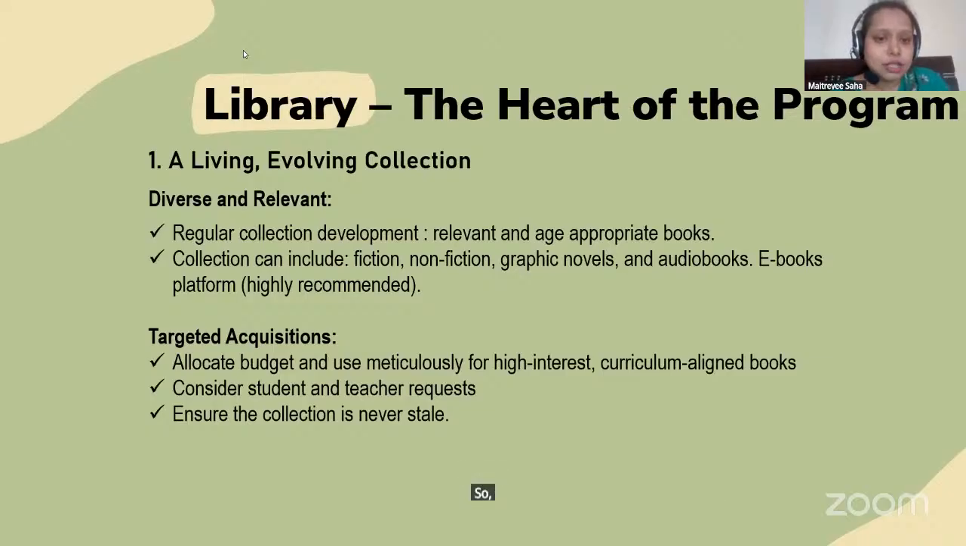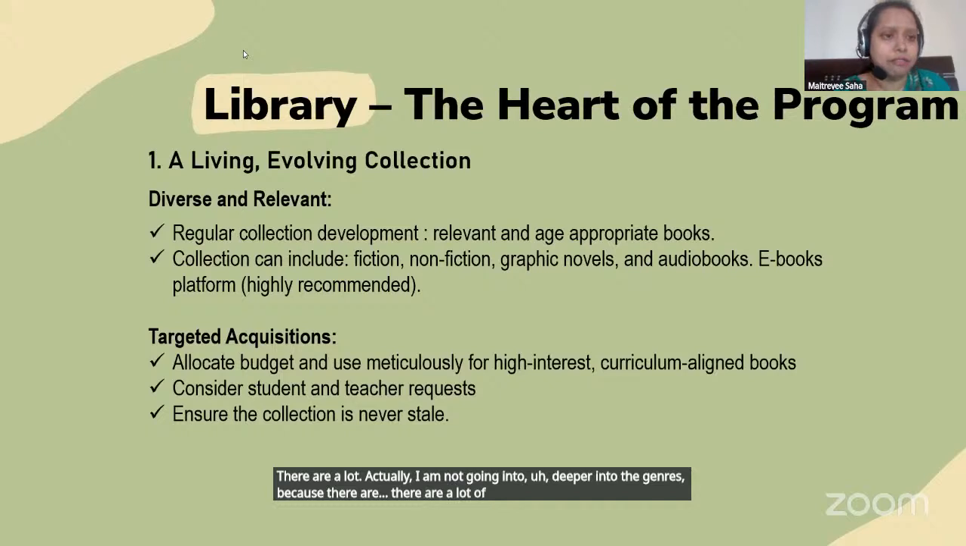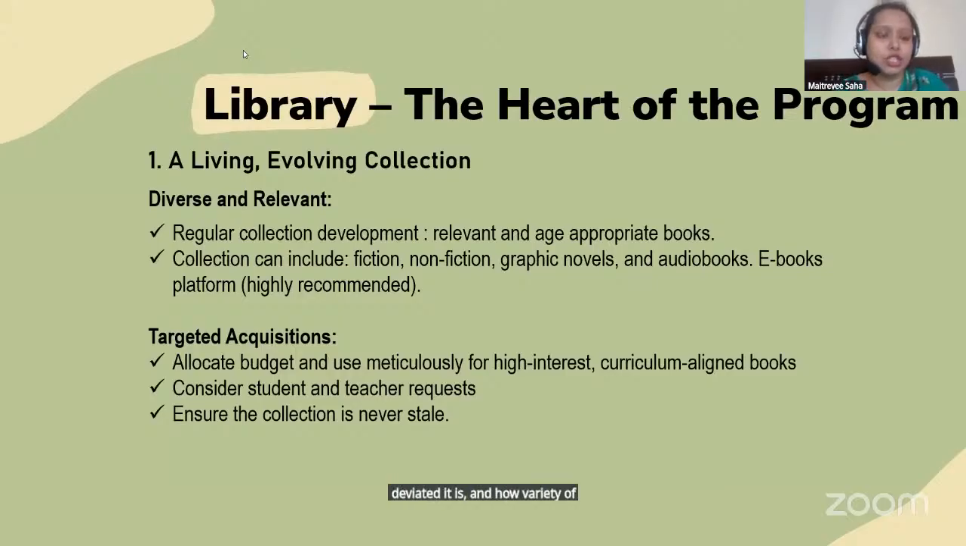So collections should include fiction, non-fiction, and graphic novels. There are a lot of genres available and I am not going deeper into them, you can look into it. Non-fiction itself has different kinds of genres. From the cataloging sessions you have attended, you might know how varied it is and how a variety of collection can build up your non-fiction section.